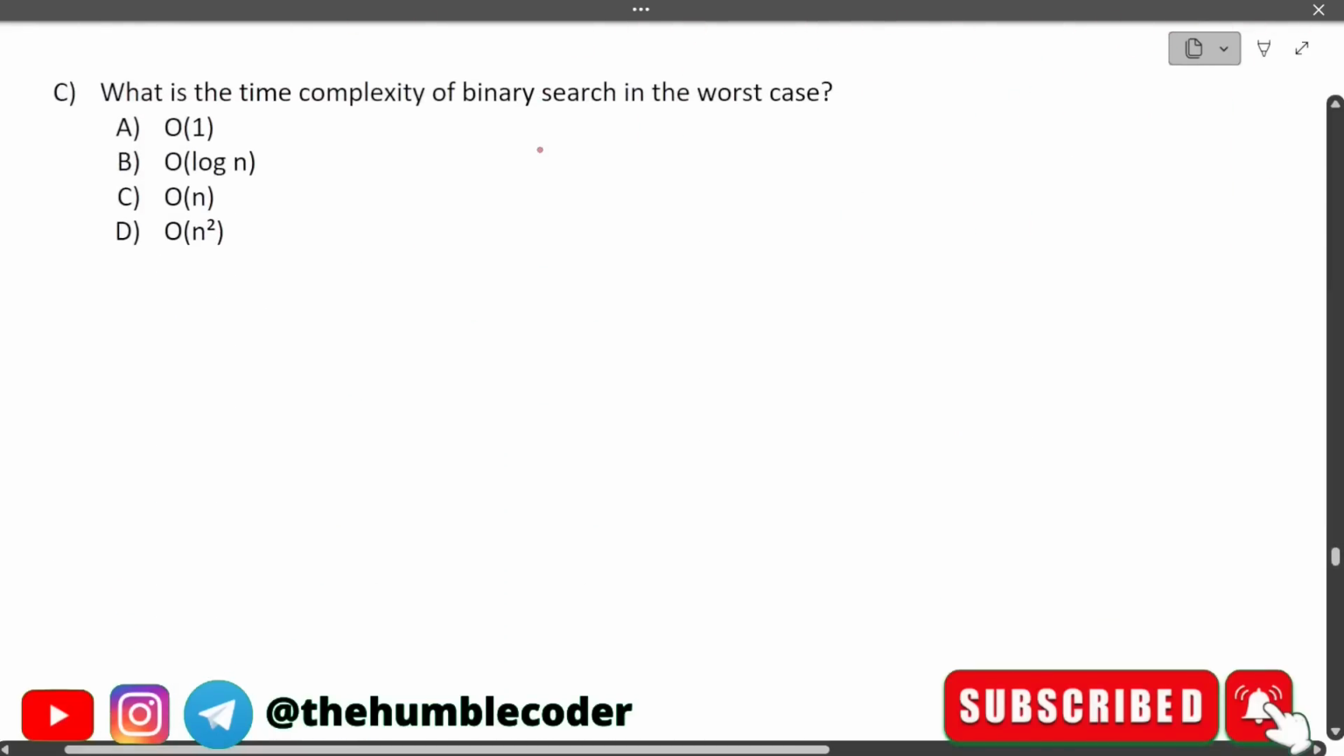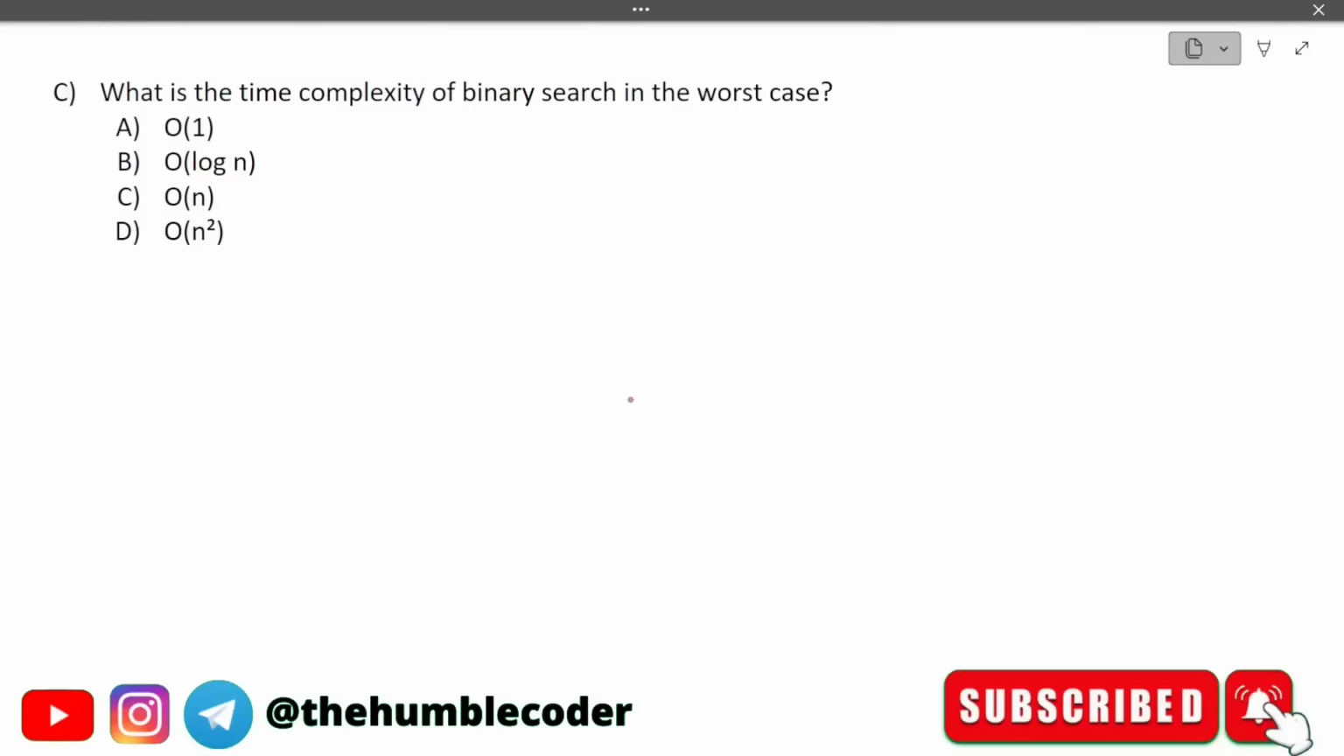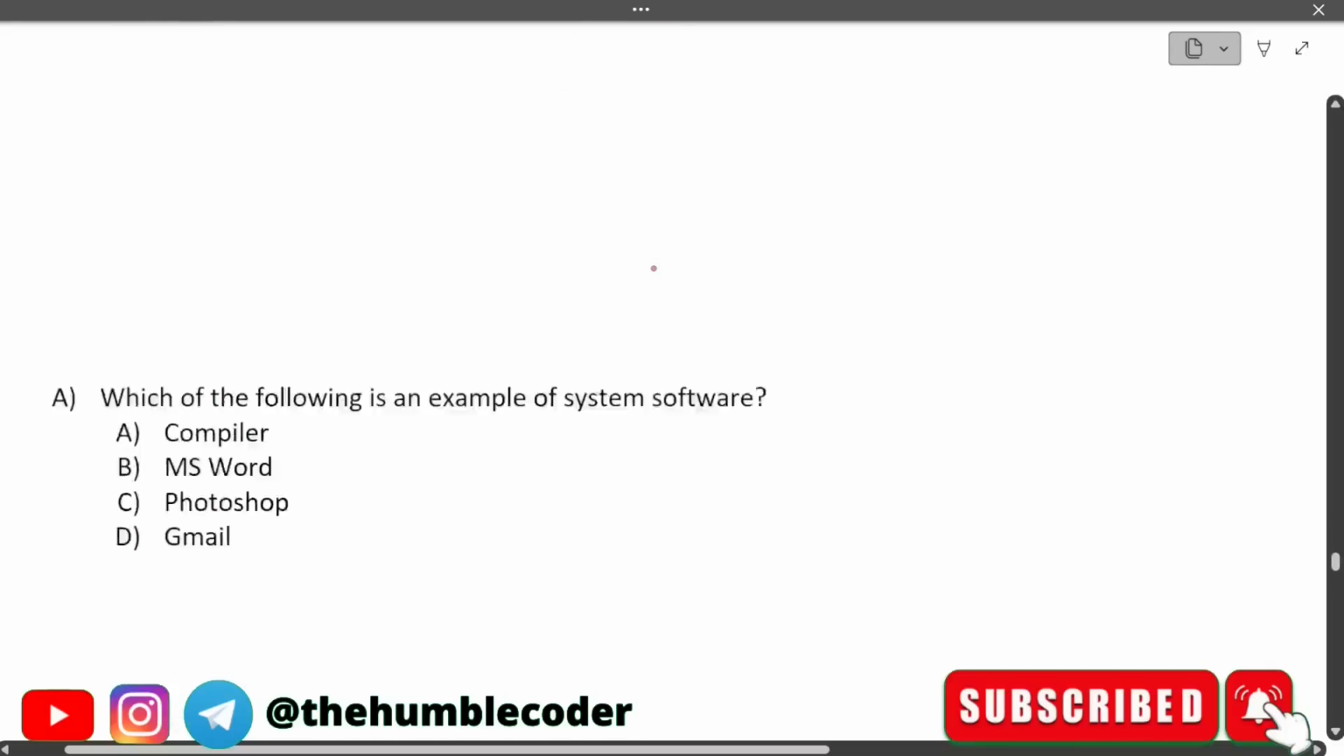What is the time complexity of binary search in the worst case? If you have worked upon binary search, it is used for sorting and searching. So the correct answer for this question is, in the worst case, binary search takes big O of log n. Okay, so the correct answer is option number B, which is big O of log n. Moving on to the next question.